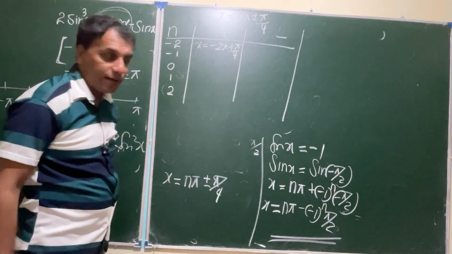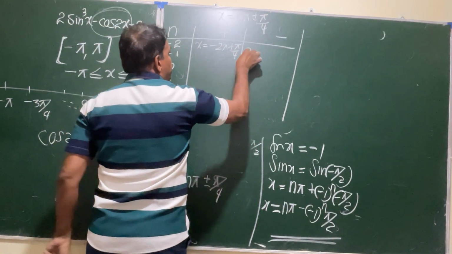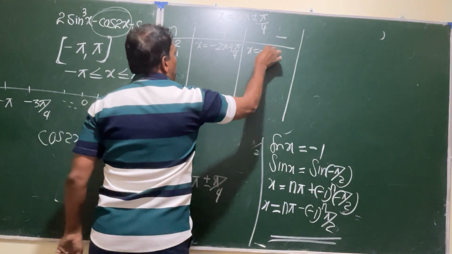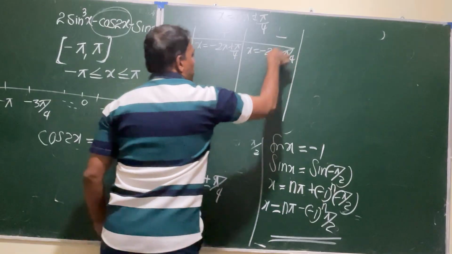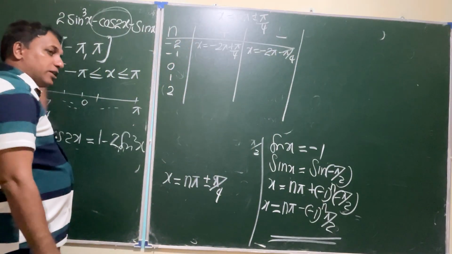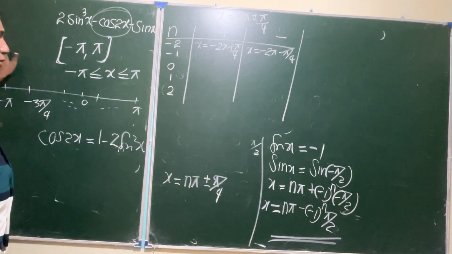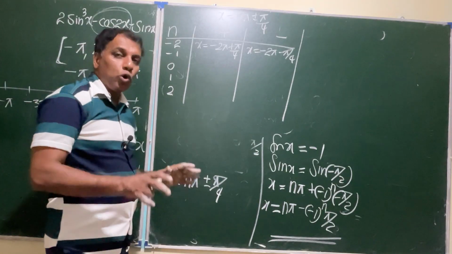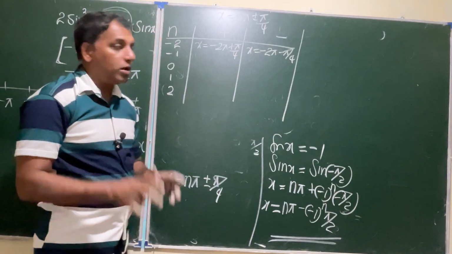Not need of that value. What about this one? Put n = -2, x equals minus 2 pi minus pi by 4, which is minus 9 pi by 4. That is lower than minus pi, so you can't take it. I'm showing the technique; in the later part you can minimize your work.